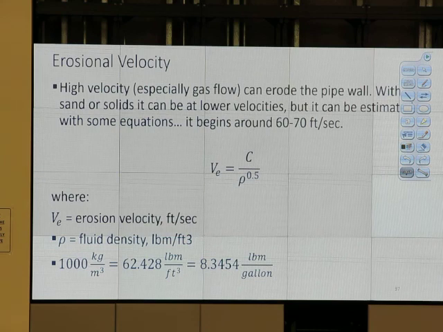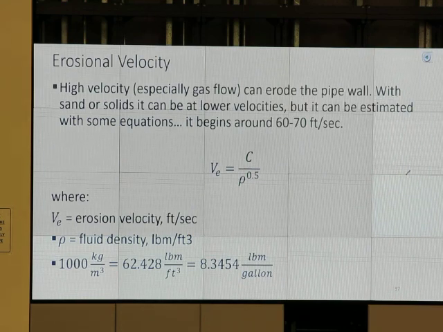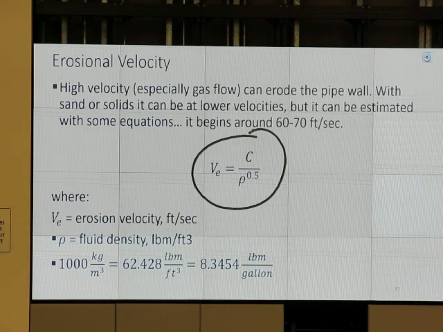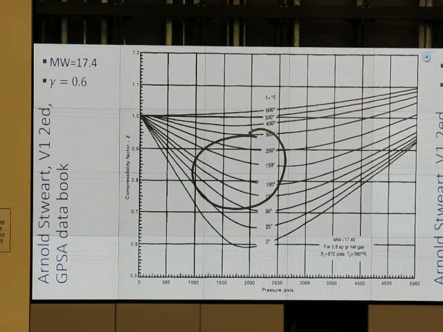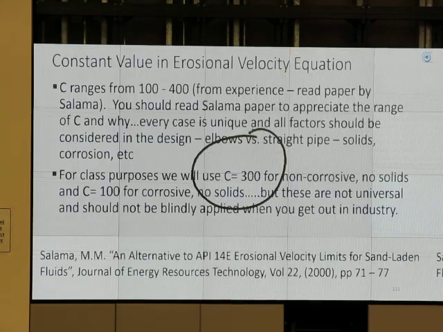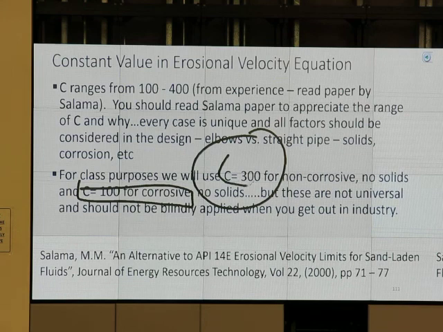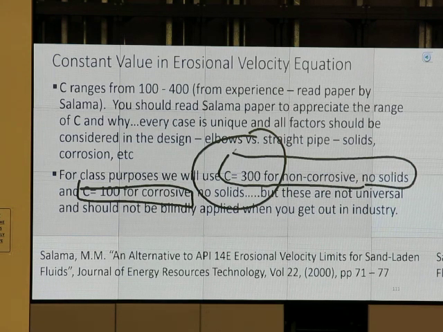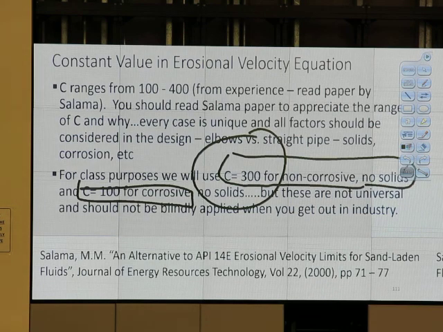If C is equal to 100, C is equal to 100 for what? Let me repeat it. C equal to 100 for corrosive, C equal to 300 for non-corrosive, no solid. Okay? Gotcha, thank you. That is the C value.